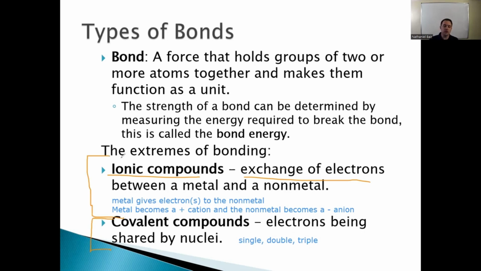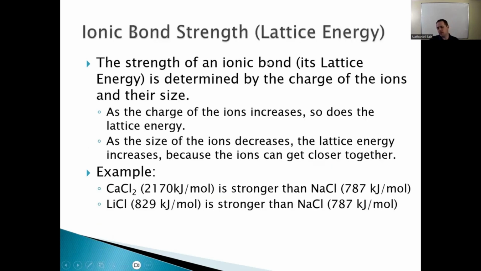Okay, here's the good news. This is like the opposite of nomenclature. Ionic Lewis structures are easy. The nomenclature was hard, right? Covalent Lewis structures are hard, but the nomenclature was easy. So it's like they're now flipped. So we're going to start with ionic Lewis structures, and we're going to talk about the strength of an ionic compound, its lattice energy, and all that stuff.